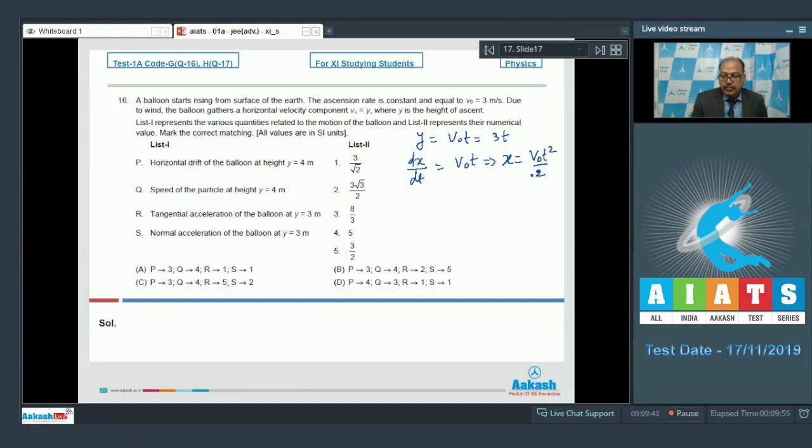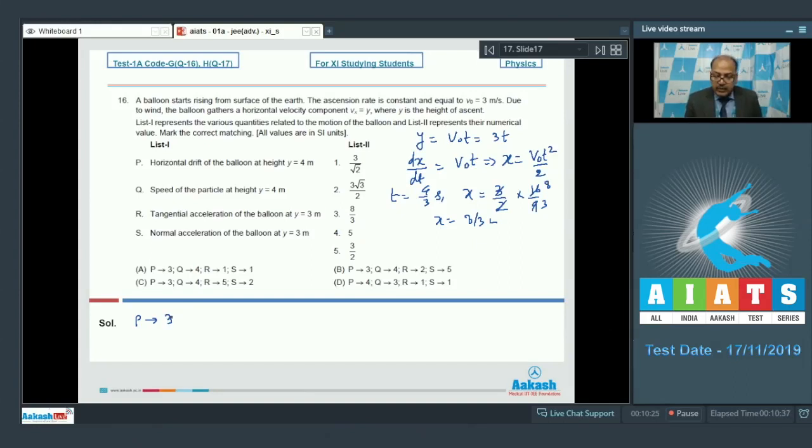Now when y is equal to 4 meter, then t is equal to 4 by 3 second, and so drift x will be equal to V0, which is 3, divided by 2, times t square, which becomes 16 by 9. So this is equal to 8 by 3 meter. So it means P matches with 3. Let's look at Q.